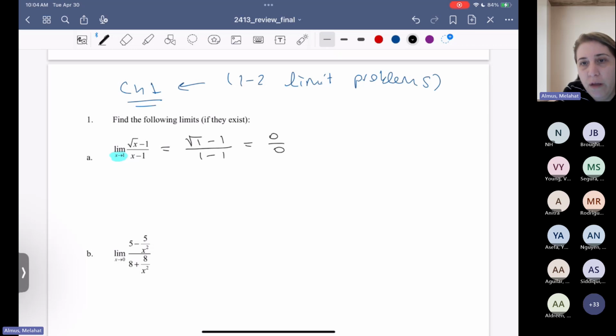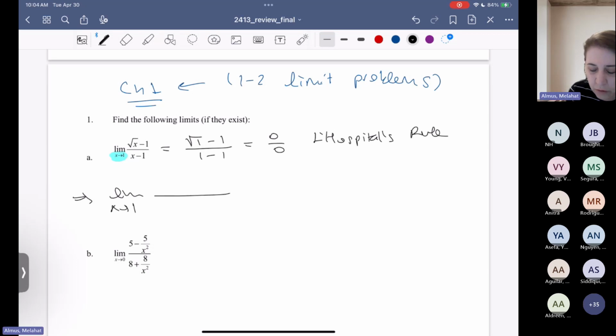Now, in chapter 1, we learned how to solve 0 over 0 problems by doing algebra. We learned certain algebraic ways. Now that you also know about L'Hopital's rule, if you want, you can solve these problems using L'Hopital's. Now you have more options. You don't have to do algebraic manipulation now. So since it's a 0 over 0 problem, I personally prefer to solve it using L'Hopital's rule.